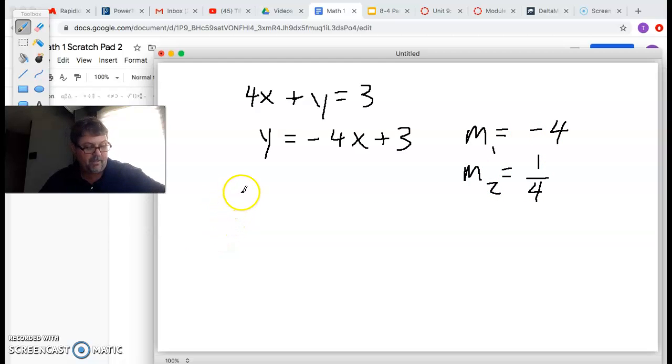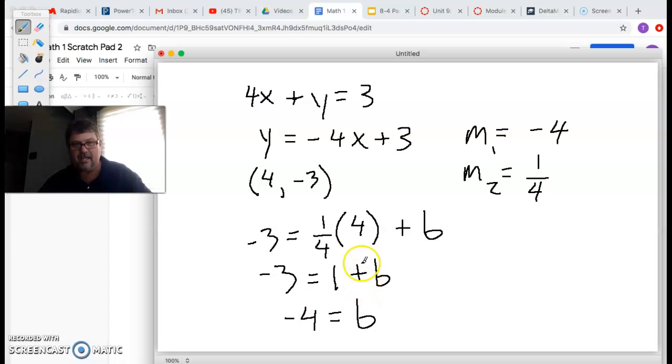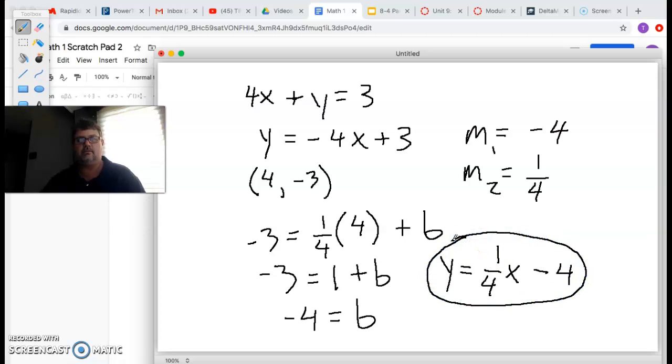So now we're ready to go to work. We're told to use the point 4, negative 3. So I've got to go through that point. Again, we're just going to substitute into y equals mx plus b, with b being what we don't know. We get negative 3 equals 1/4 times 4, which is 1. That worked out nice. And we subtract this over, so we get b equals negative 4. Now we can write our equation. So we have y equals 1/4 x minus 4. And that is the answer.